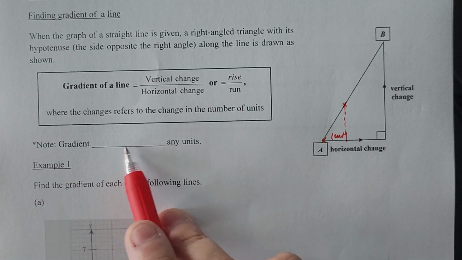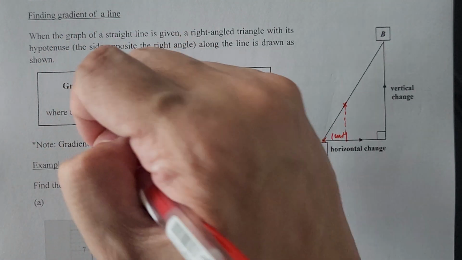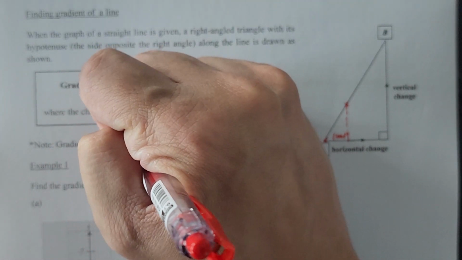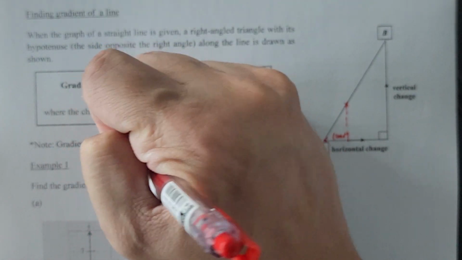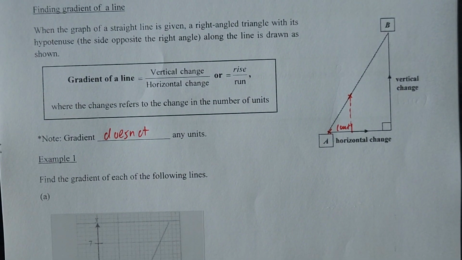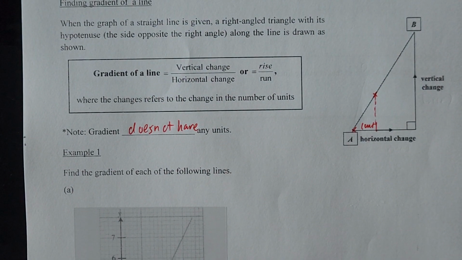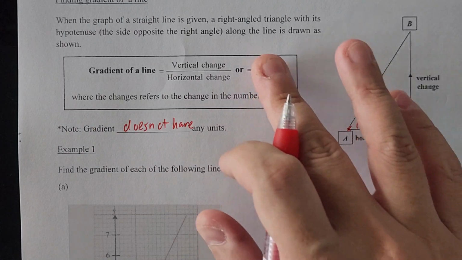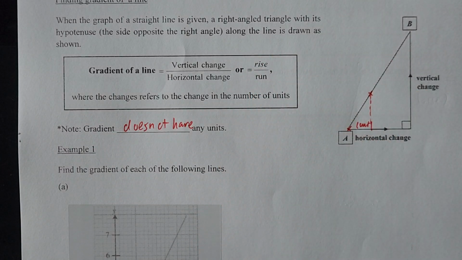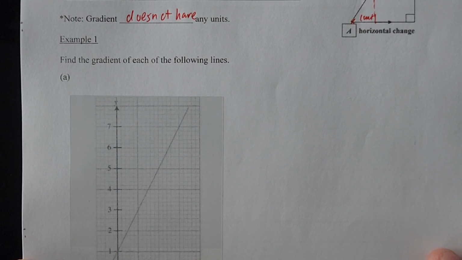Okay, so does gradient have any unit? Gradient does not have any units. It is basically a ratio number of the vertical change over the horizontal change. Now let's take a look at example 1.